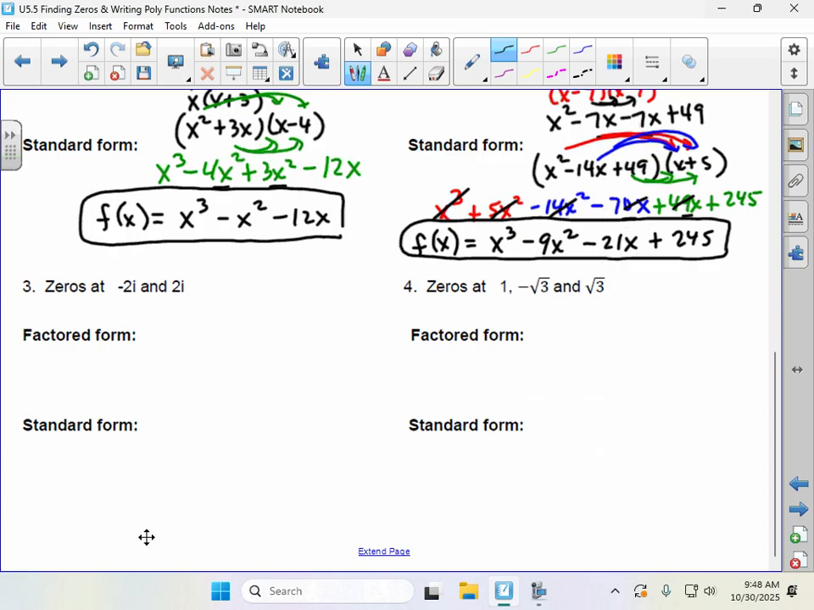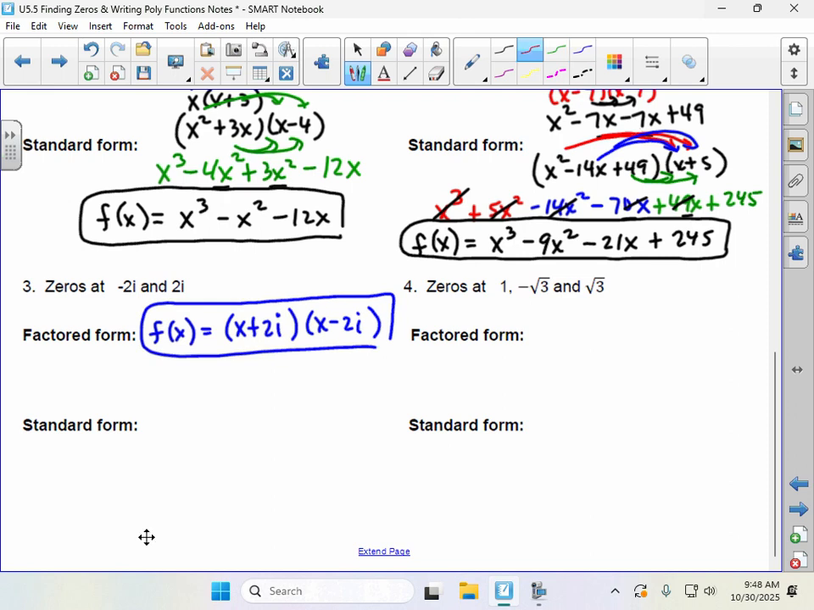All right, number 3, the zeros are negative 2i and positive 2i. All right, so there's only two zeros, so this is going to be a degree 2 polynomial. All right, so the factor for negative 2i is going to be x plus 2i. And then for positive 2i, its factor is x minus 2i. Okay, now we'll turn this into standard form. So we're going to take x plus 2i, x minus 2i, and we'll multiply those two together.